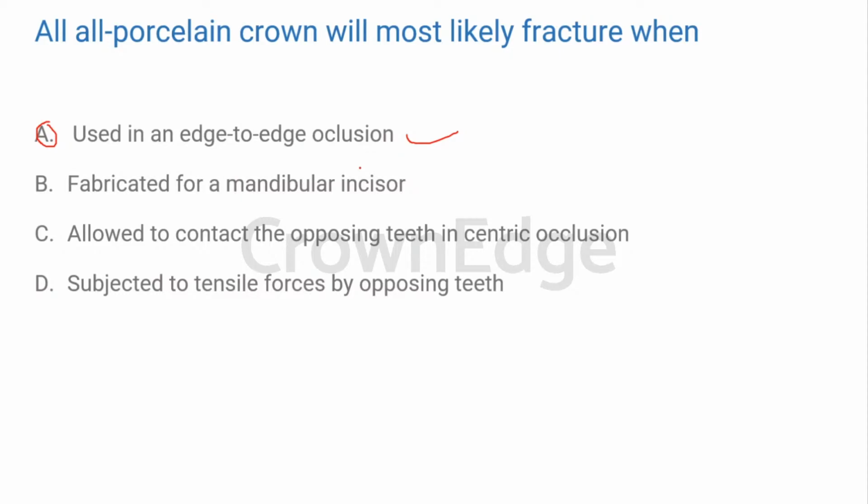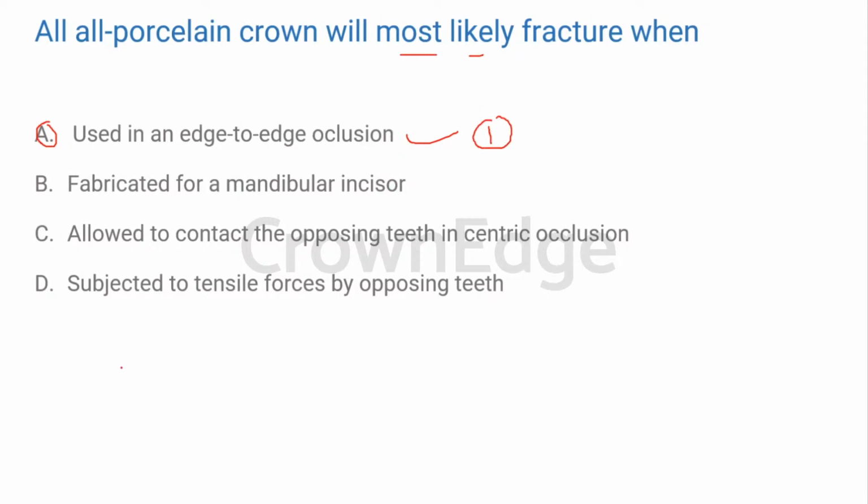I see option D as a scenario, but option D is the tensile force by opposing teeth. Like we discussed earlier, opposing teeth are still weaker than your all porcelain crowns. Your opposing crowns still are stronger if the preparation is done well. Okay, so ideally speaking, it is when there is an edge-to-edge occlusion that they fracture more. This also is a correct answer. Okay, but the question is most likely. So this is your first option.